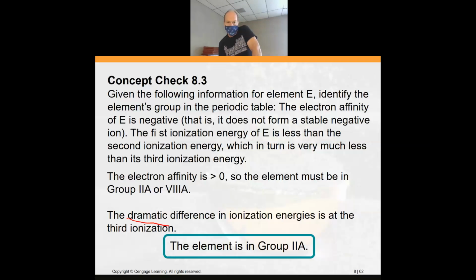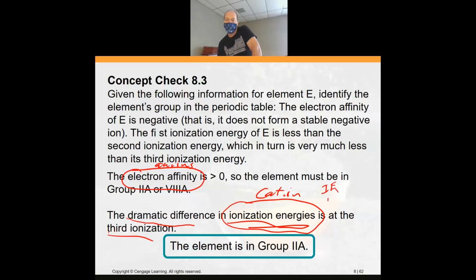When you have a dramatic difference in ionization energies, when you hear ionization energies, you have to think cation. So ionization energies, cations, electron affinities, you have to think anions. All right, and so when you have a dramatic difference in ionization energies at the 3rd ionization, that means it's easy for ionization energy 1, easy for ionization energy 2, ionization energy 3 has a big jump. All right, so that means that you are taking it out of the noble gas core once you hit the 3rd one. All right, and that means you are a group 2A element.